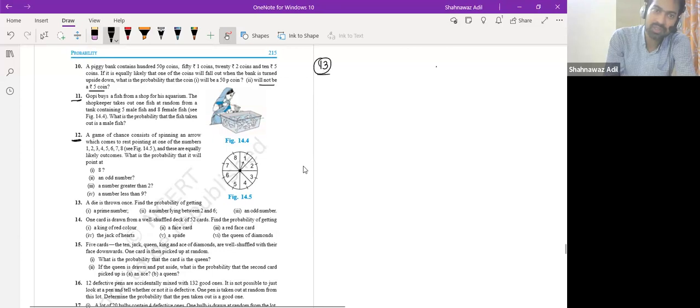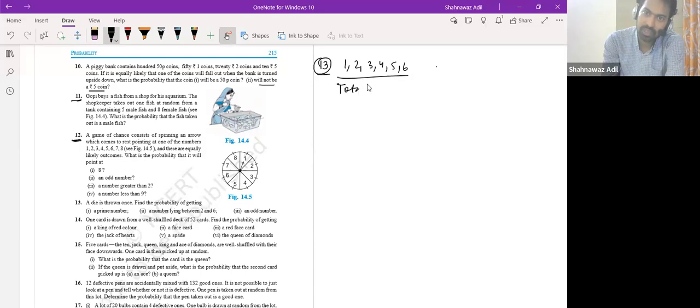So the 13th question. How many possible outcomes do we have? We have thrown a dice once. So how many possibilities are there in a dice? Six, right? One, two, three, four, five, six. So we have six outcomes. So we have total outcomes, which is six. Now find the probability of getting a prime number.